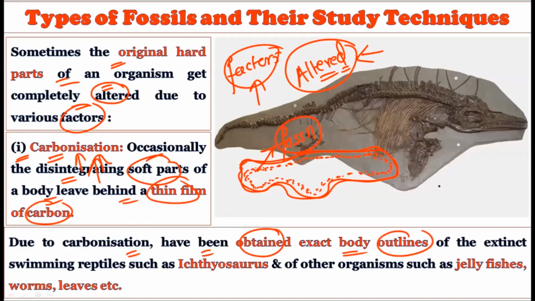For example, see, if there is this kind of animal, and this kind of animal got petrified over a period of time. Okay, so this kind of animal is there, but what happened over a period of time, the softer tissue decomposed, or got crushed beneath the earth surface, and whatever harder tissue was there also got petrified or mineralized over a period of time. But what is left behind? A thin film of carbon.